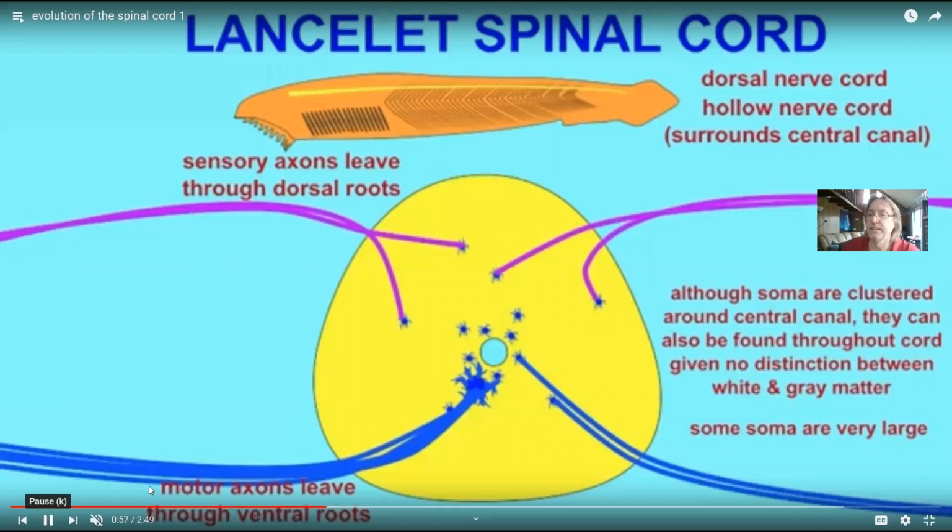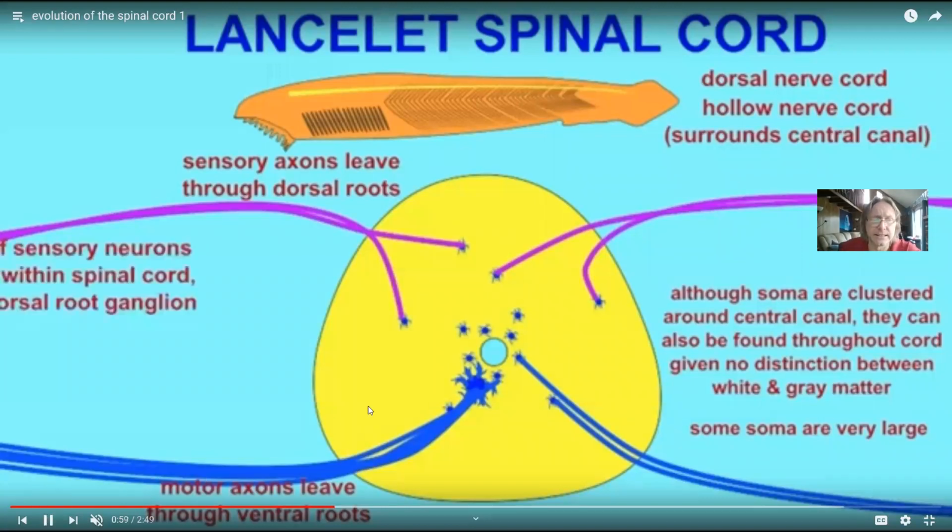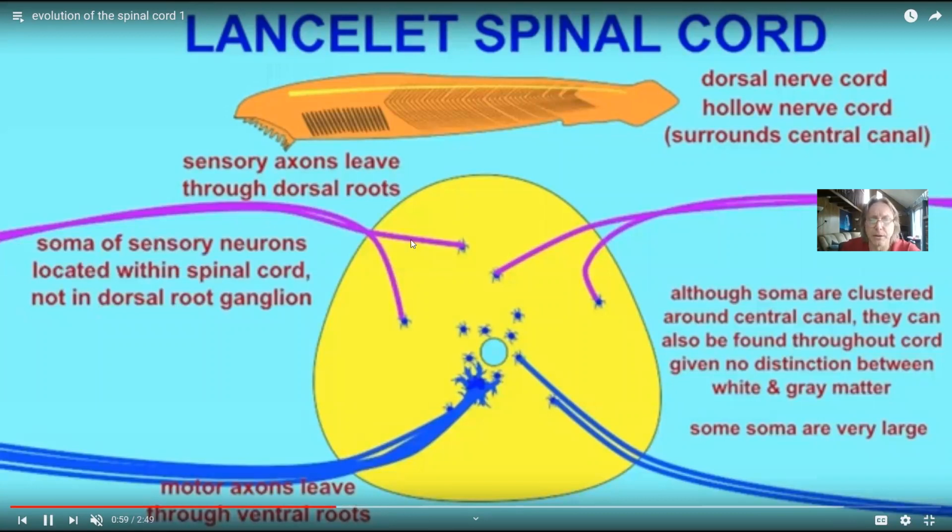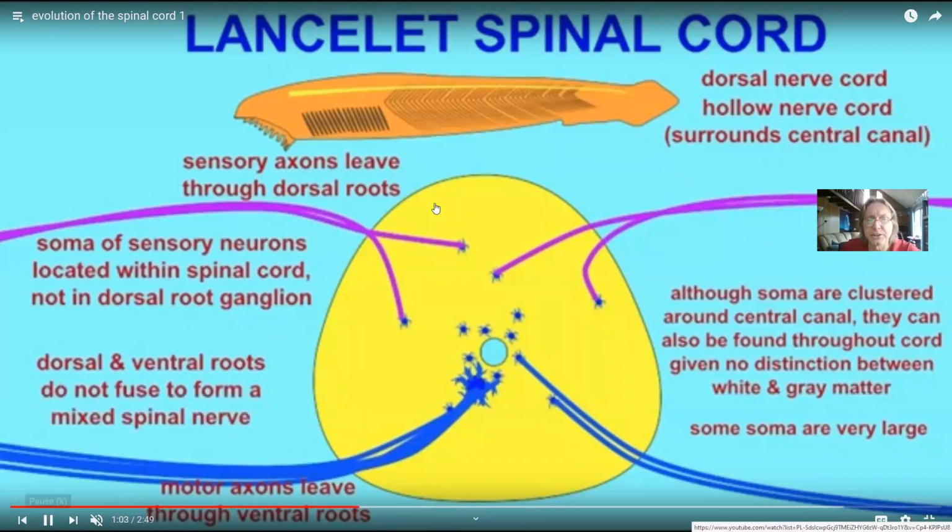So chordates, starting with even invertebrate chordates like this lancelet, they do have similarities. A difference is that the soma of the sensory neurons would be here in the dorsal region of the spinal cord, not in a separate dorsal root ganglion. And then also in the higher vertebrates like ourselves, the sensory information from the dorsal root will fuse with the motor information from the ventral root to form a mixed nerve. Whereas that doesn't happen here.